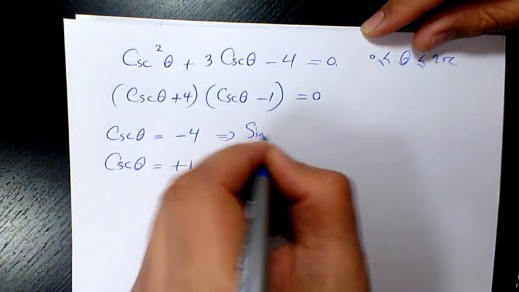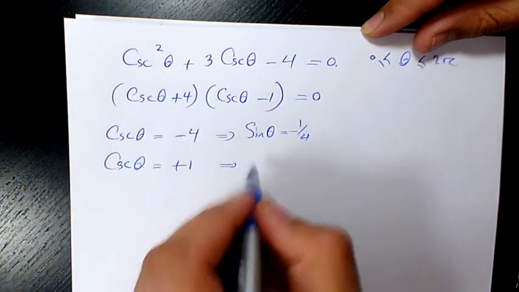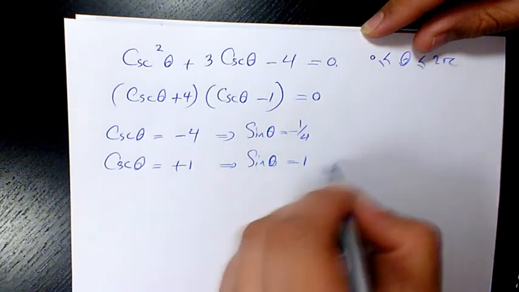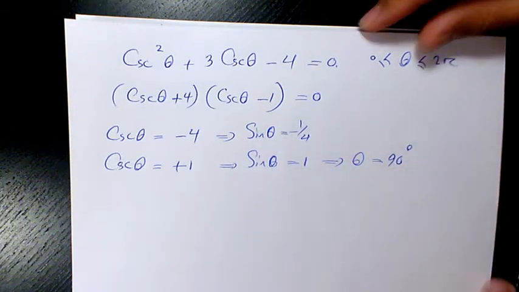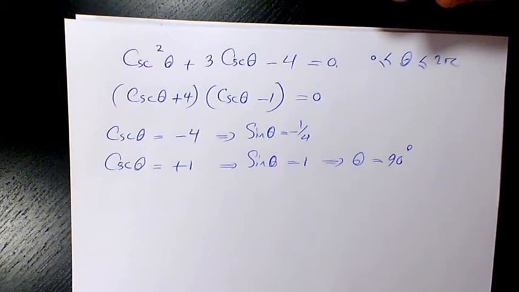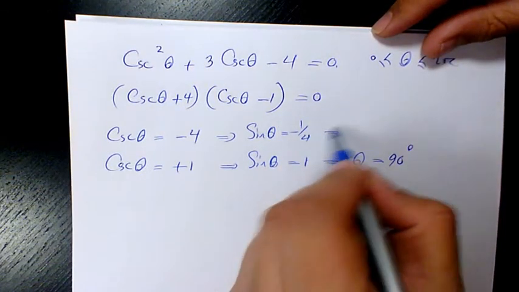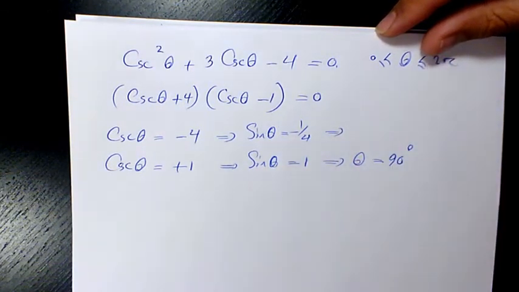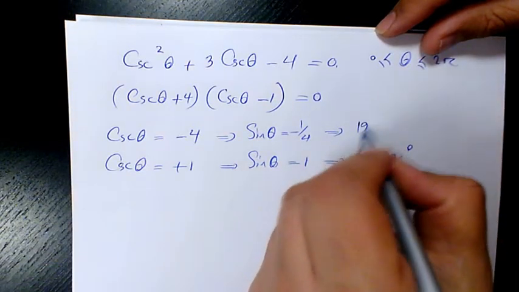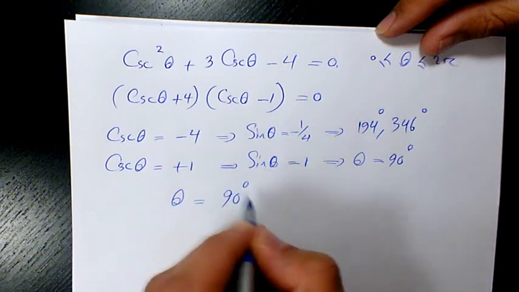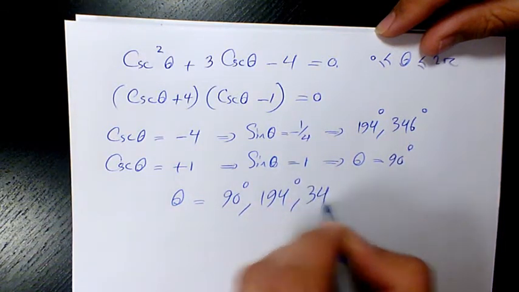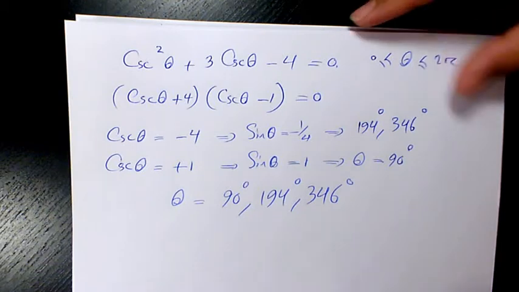This one is going to give us sine theta equals -1/4. This one is going to make it sine theta equals 1. So theta is 1 at pi/2 or 90 degrees. Sine theta equals -1/4 is going to be quadrant 3 and quadrant 4, which is 180 plus 14 and 360 minus 14, which are going to be 194 degrees and 346 degrees. So we have three answers: 90 degrees, 194 degrees, and 346 degrees.